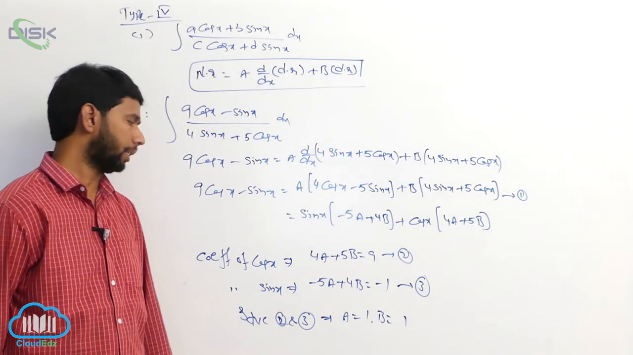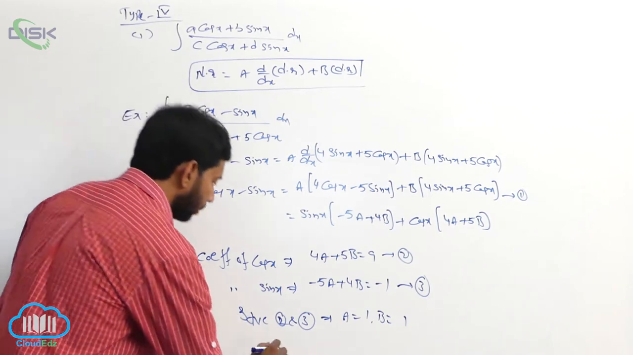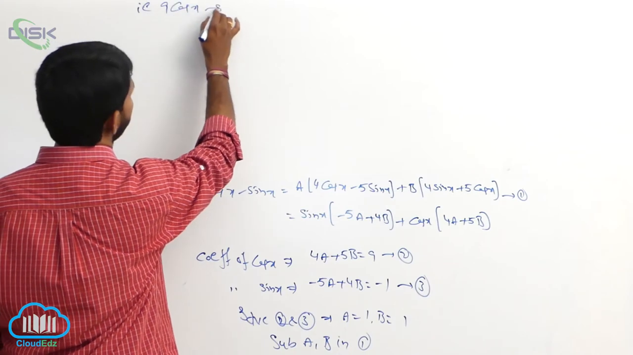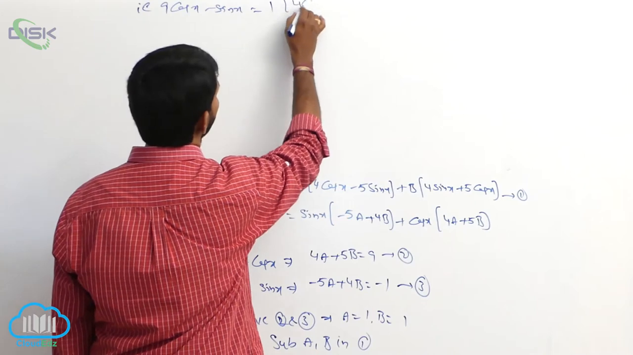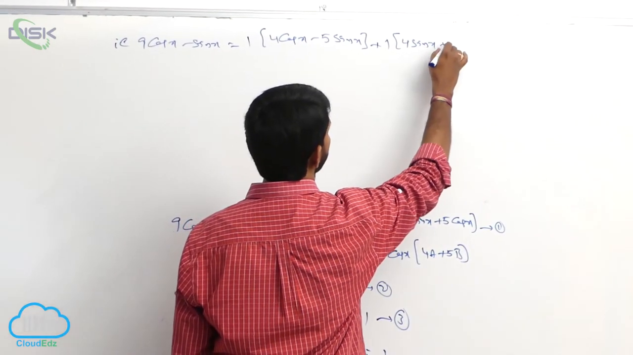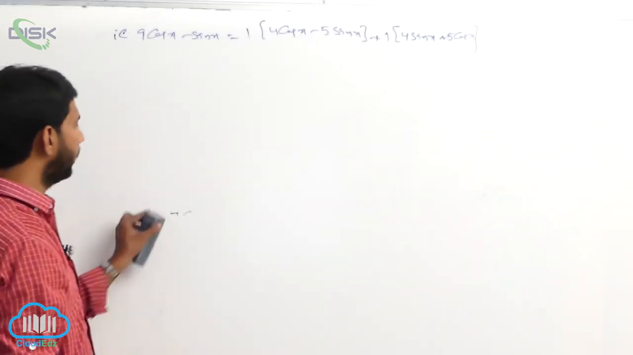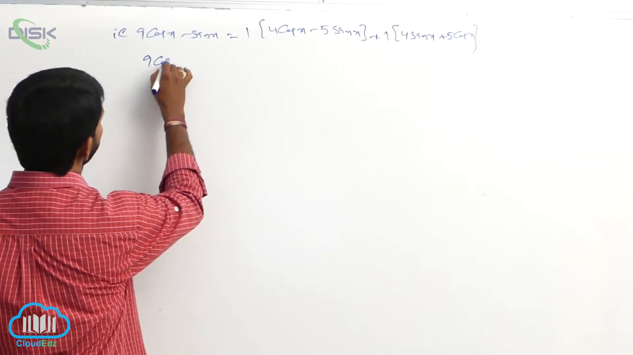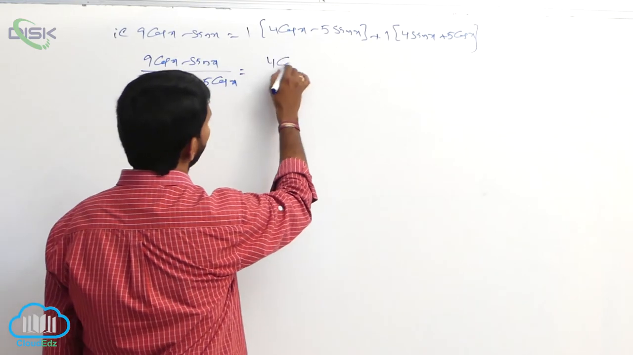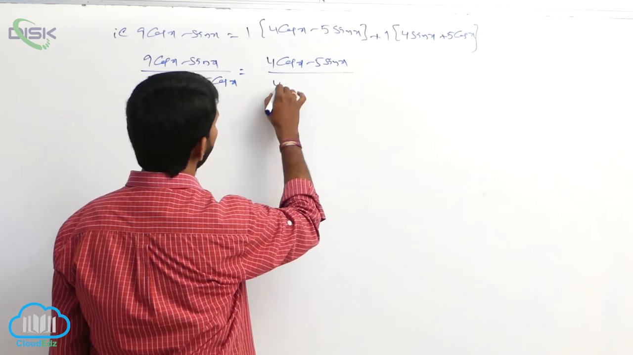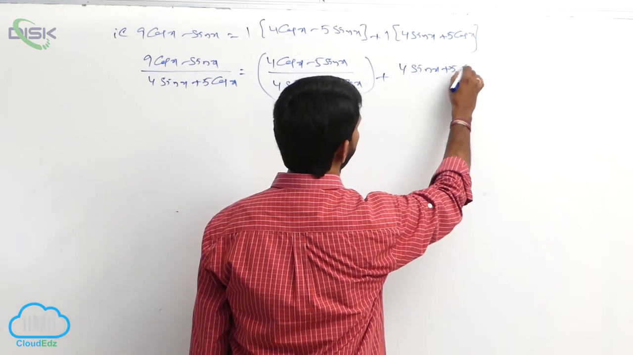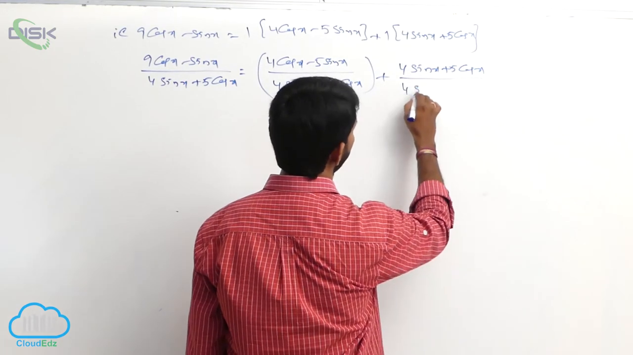Solving these two equations, equation 2 and equation 3, we get values a equal to 1 and b equal to 1. Substitute a, b in equation number 1. That is 9 cos x minus sin x is equal to 1 of 4 cos x minus 5 sin x plus 1 of 4 sin x plus 5 cos x. Dividing with the denominator on both sides, it implies 9 cos x minus sin x by 4 sin x plus 5 cos x is equal to 4 cos x minus 5 sin x by 4 sin x plus 5 cos x plus 4 sin x plus 5 cos x by 4 sin x plus 5 cos x.